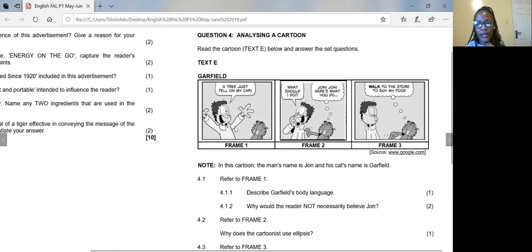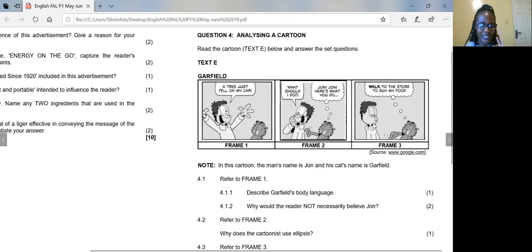In frame 1 and 2, his mouth is wide open. His eyes are wide open. Garfield seems happy. All right. But in frame 3, his eyes are lowered down and his lips are pursed to show that he's disappointed.